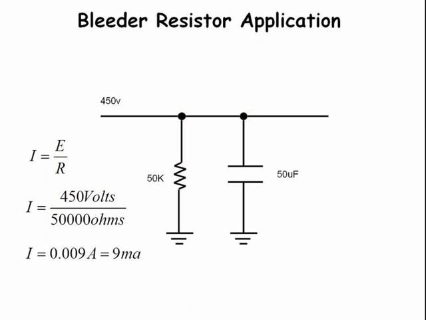Bleeder resistors are used in power supplies to bleed off the charge stored on filter capacitors when the power supply is turned off. Bleeder resistors should reduce the output voltage to 30 volts or less within 2 seconds of turning off the power supply.